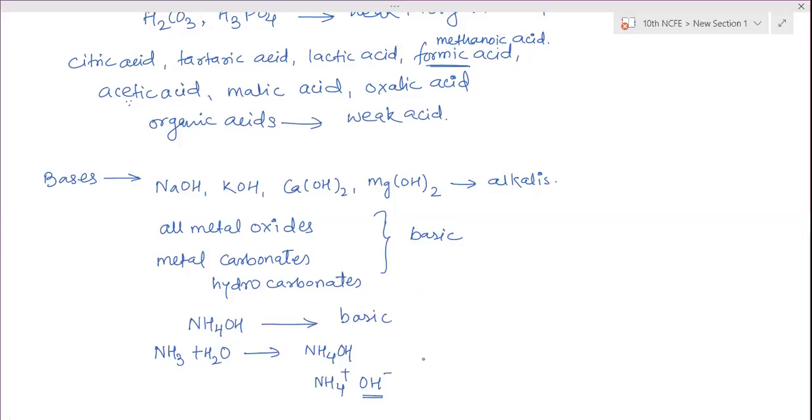Question: Ammonia does not consist of OH minus ions, yet it is considered basic. Give reason.